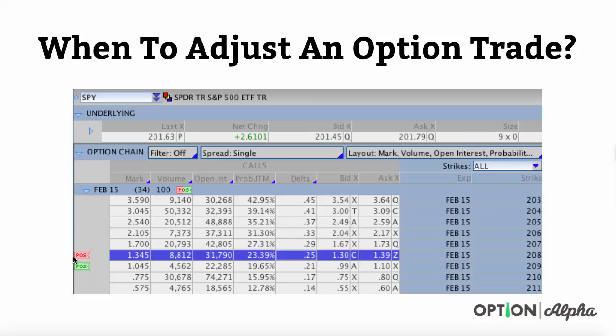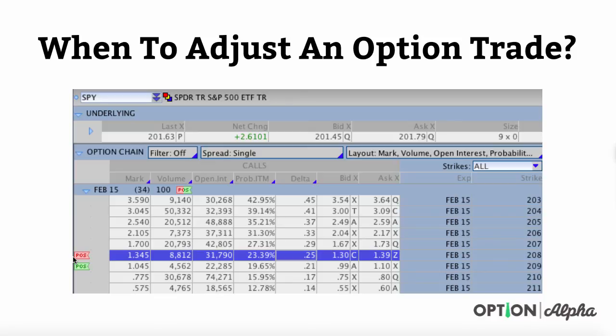Now, in the third example, we can use some sort of multiplier for the credit of the spread. So we originally took in 30 cents on this $1 wide spread. It's pretty normal to take in that; that's a pretty average trade for us. So if we used a 2 times or 3 times multiplier, then we might look to make an adjustment if the spread's value increases to 60 cents or 90 cents. Somewhere in there, we might look to make an adjustment.